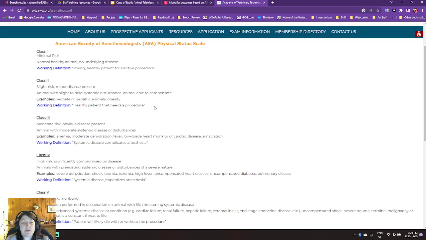So, these are healthy patients that need a procedure. These might be your neonate that is undergoing a pediatric spay or neuter, which is controversial, and we're not going to get into that. Or your senior dog that has to have a lump removed, or your kind of chunky pet that really needs his teeth cleaned, and the dental disease is pretty gross. We're not going to wait until the animal loses weight because the teeth are falling out. So those are all good examples.